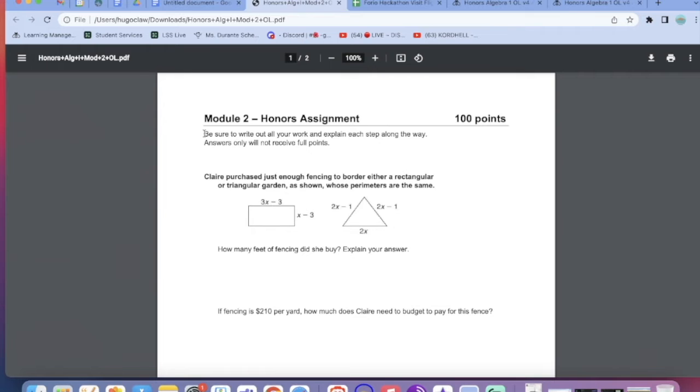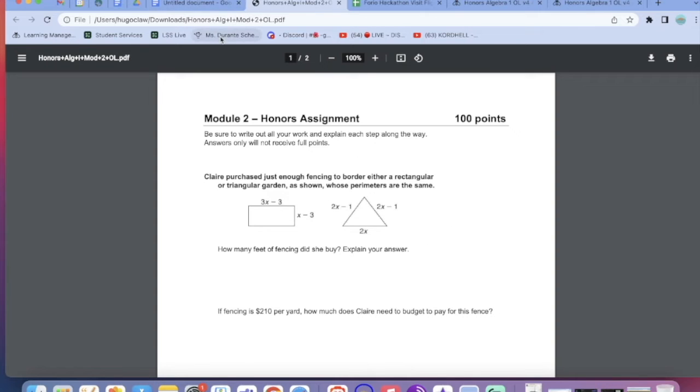Let me read this out. Claire purchased just enough fencing to border either a rectangular or triangular garden, as shown, whose perimeters are the same. So what we know from this is that this rectangle has an equivalent perimeter to this triangle.